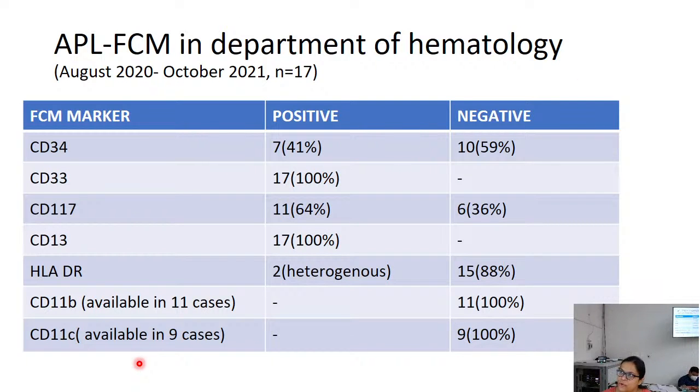This is the data of APL flow cytometry in the Department of Haematology in the last 1 year. Of the 17 cases, CD34 was positive in 41% of the cases. CD33 was positive in 100% of the cases, and CD117 was positive in 64% of the cases. HLA-DR showed a high sensitivity, with 88% of cases showing a negative HLA-DR, and CD11b and CD11c were negative in all the cases.